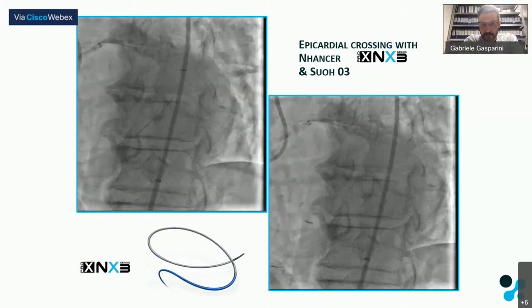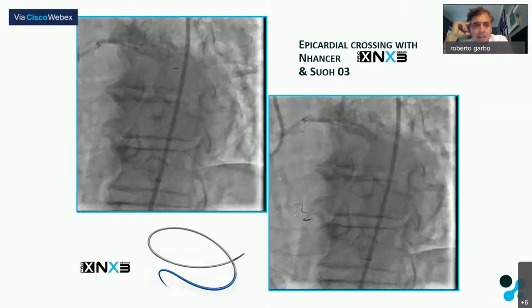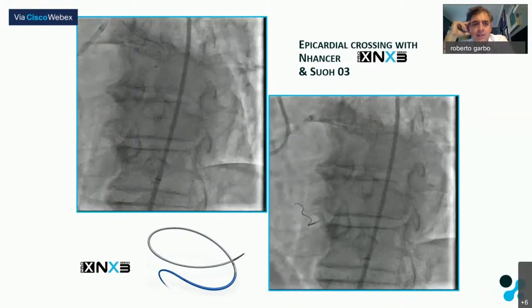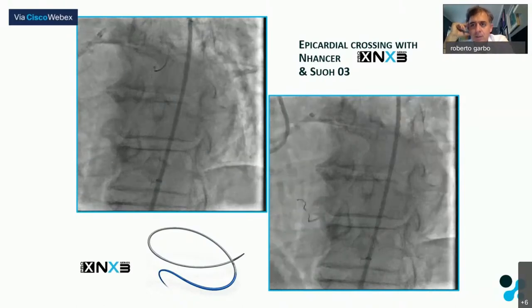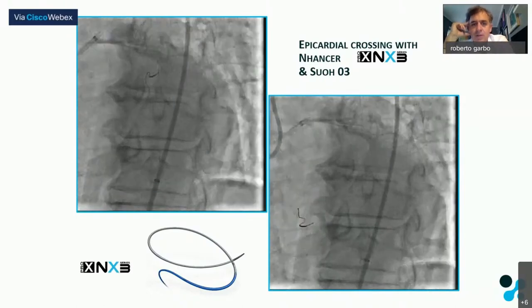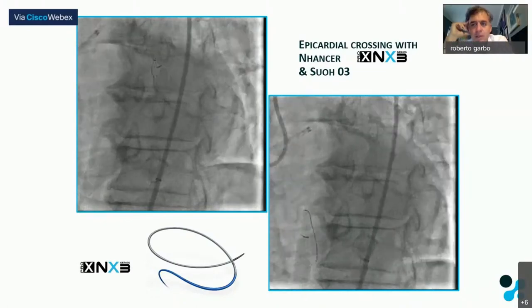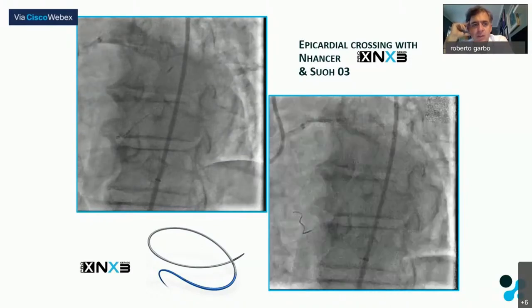Yeah, great. And importantly, if you can see on the left, it's impossible to try to cross all the collateral without advancing the microcatheter. You agree? Because in this situation, the wire is too floppy and makes a loop and will make a sort of jail, a sort of knuckle.